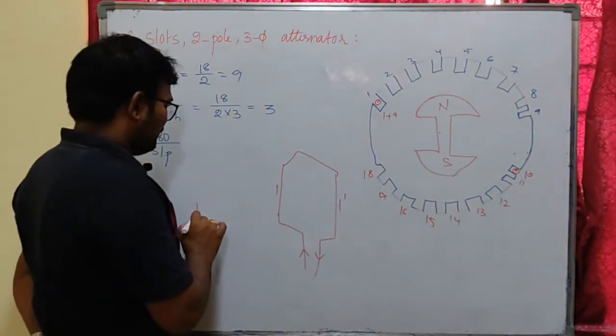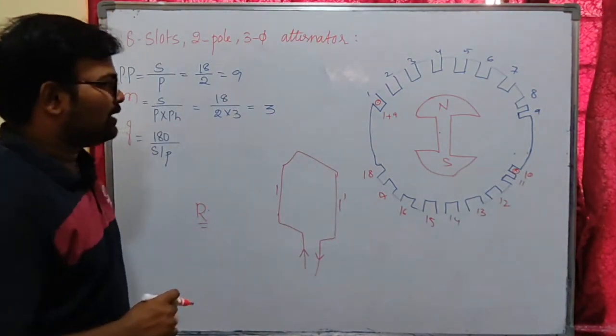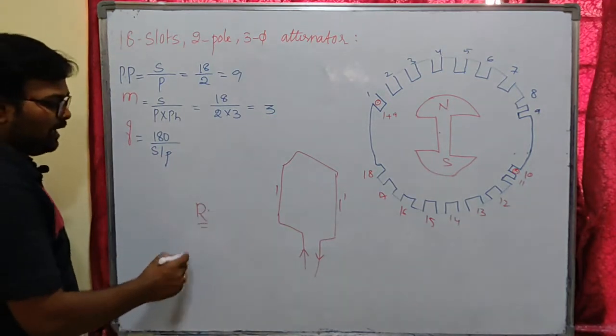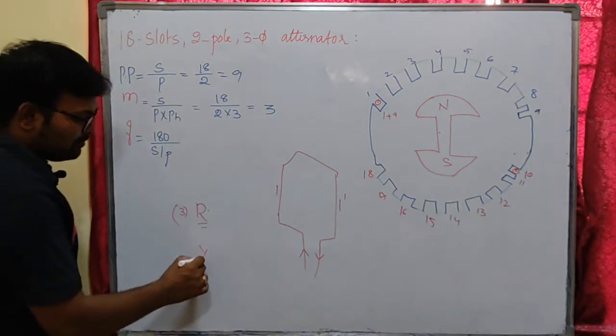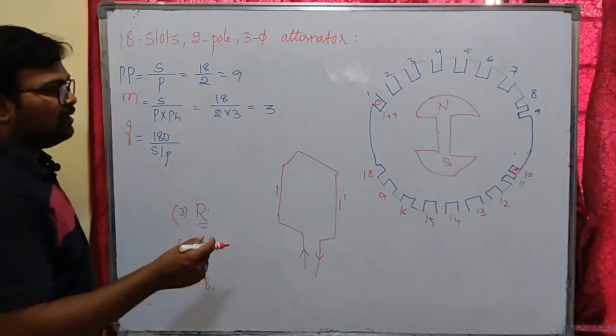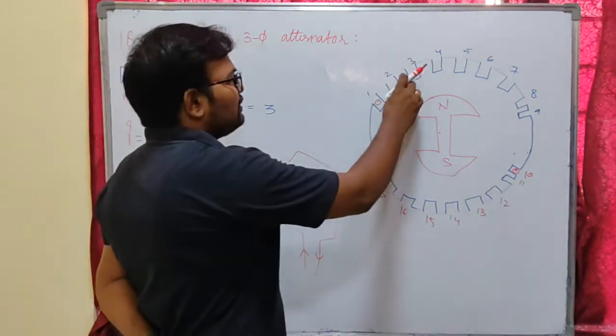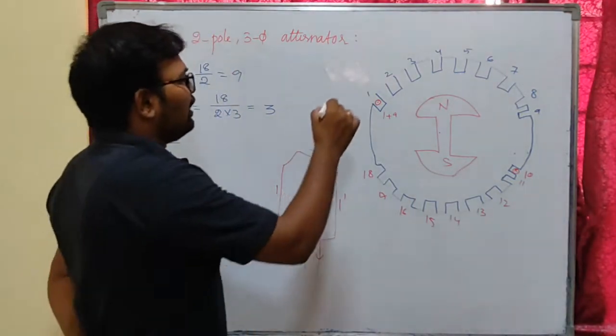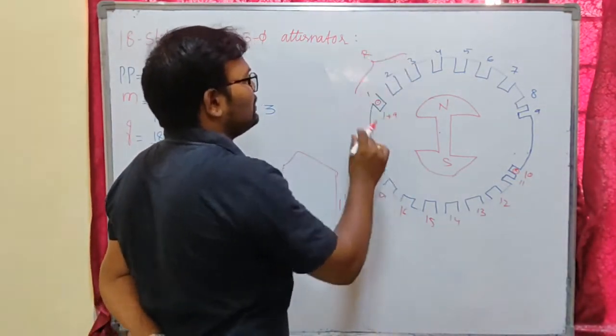Let me consider it is R phase. I am going to place the R phase winding. Here I have 3 slots for each phase. I have 3 slots for R phase, 3 slots for Y phase and 3 slots for B phase. Okay, so that I can keep 3 coils in 3 slots. Okay, this is my R phase winding, this is for R phase.